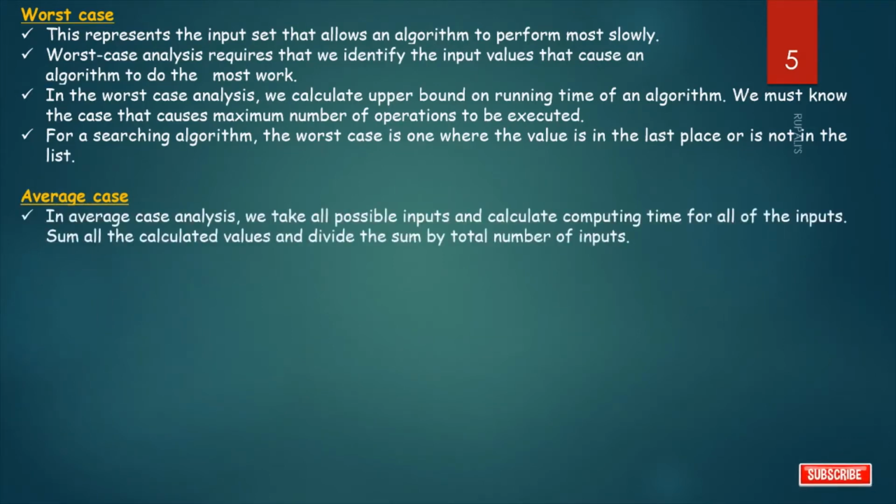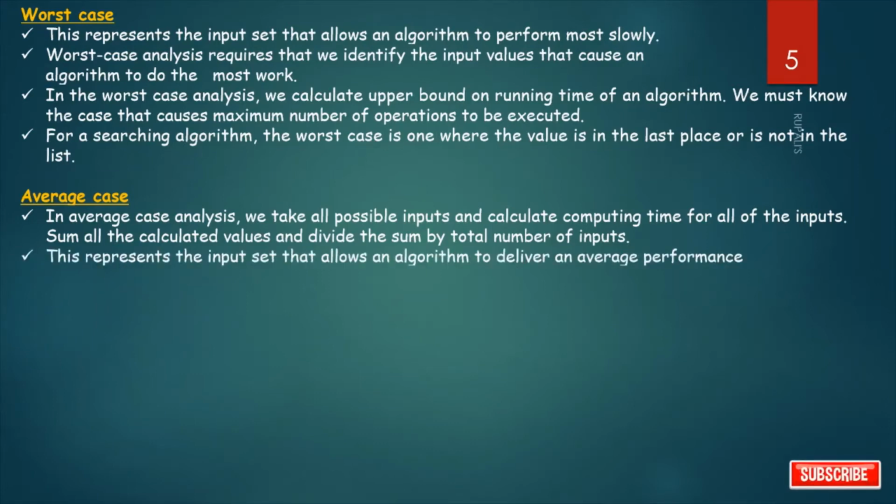Next, average case. In average case analysis, we take all possible inputs and calculate computing time for all of the inputs, sum all the calculated values and divide the sum by total number of inputs. This represents the input set that allows an algorithm to deliver an average performance.